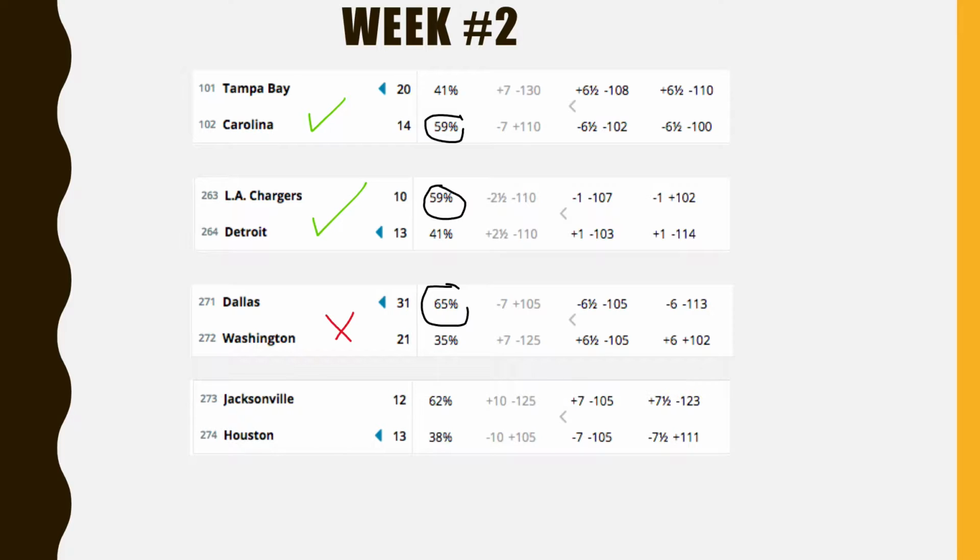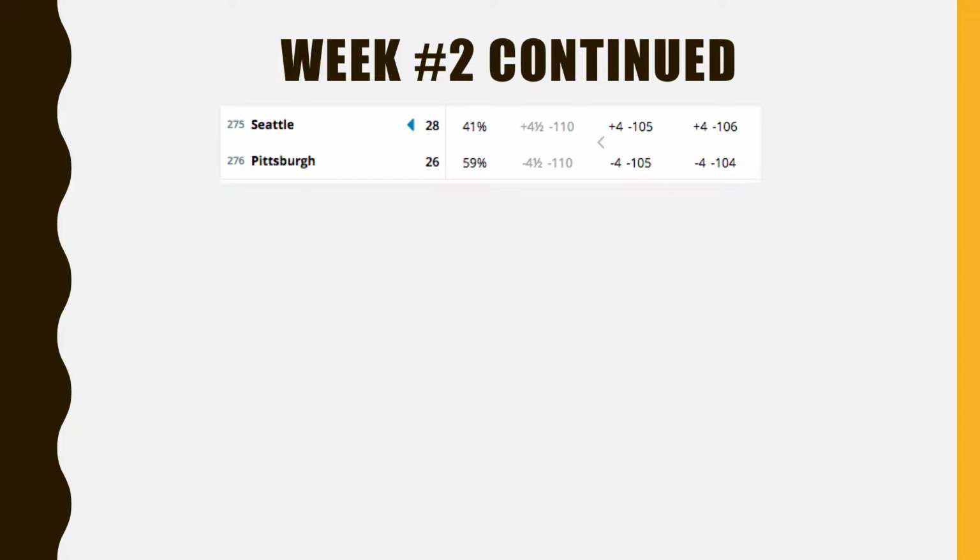62% were on Jacksonville. So that means we play Houston -7, and that was a loss also. Week two continues. Seattle, Pittsburgh. Again, this is another good example of public perception. Pittsburgh is also a very popular football team. 59% of the general public were playing Pittsburgh in this game, so that means we play Seattle, and that would have been a winner outright.